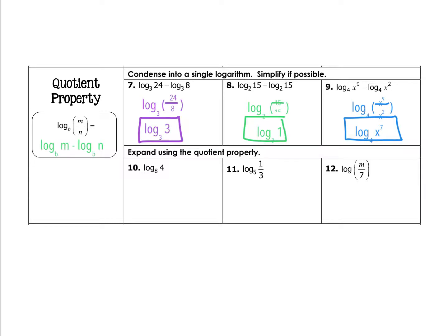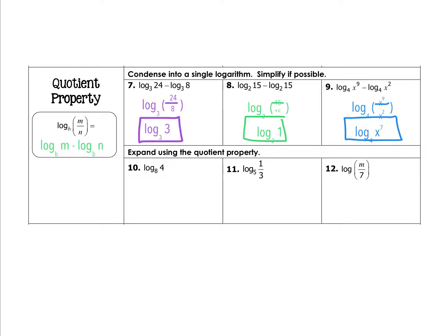All right, so now we're going to work backwards. And again, just like we had with the product property, your answers will probably vary from mine. But as long as at the end of the day, when I divide the 2 numbers, I get 4, it doesn't matter what values I use. So I'm going to look at number 10 and I'm going to say, okay, log base 8 of 4, I'm going to expand using the quotient property.